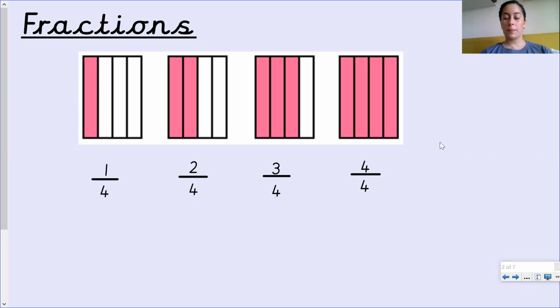Pause the video. What do you notice about the fraction 4/4? Okay, did you notice that the numerator and the denominator were both the same? So 4/4 represents one whole. When the numerator and the denominator of a fraction are the same, it represents a whole fraction.